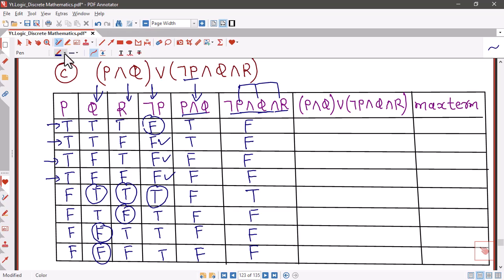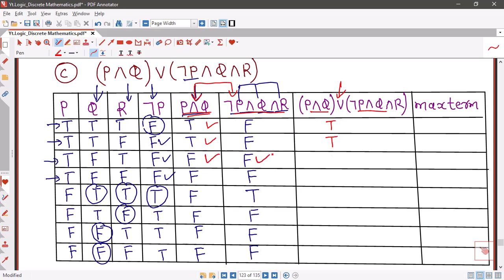Now we have to consider disjunction of p and q and negation p and q and r, that is we have to connect these two by OR operator, and whenever we are using OR operator, then this is true if at least one of these two is true. So here p and q is true, therefore we have true here. Same thing here, because p and q is true, therefore this formula is true.